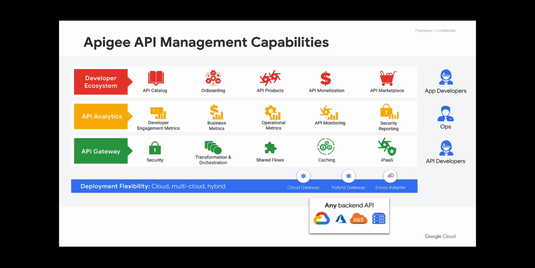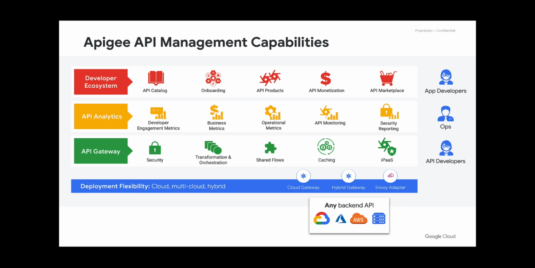On the API gateway side, full coverage there on security, transformation and orchestration, very powerful actually for an API gateway. Apigee is able to do complex transformations from JSON and from XML, and we also have the capability to have shared flows. The shared flows are, if you like, a kind of custom policy, so you can reuse your functionality across your APIs. And on the caching side, we also have lots of options. And the last one there is actually an iPaaS.